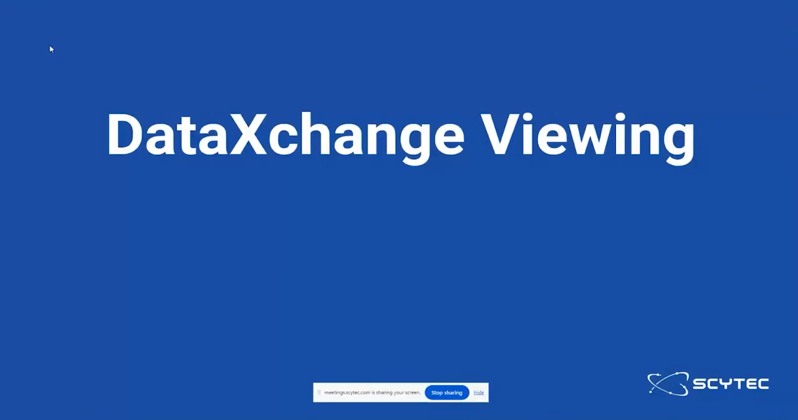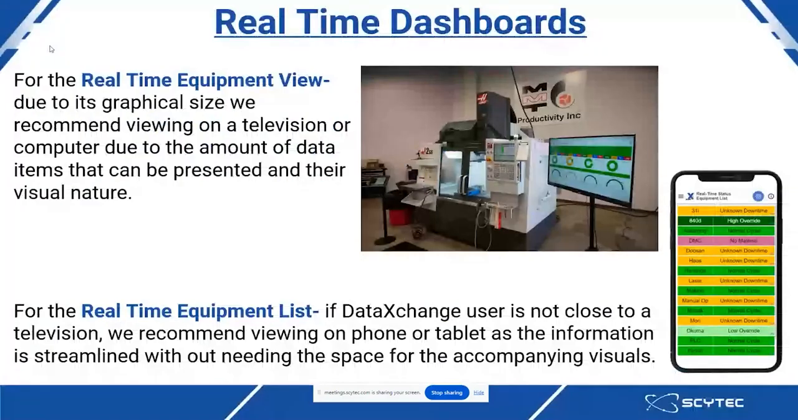Next up, I'm going to be discussing the DataXchange viewing options for what I just discussed. So with the real-time equipment view, at Scytec, we definitely ask that you have that out on a TV next to a machine out on your shop floor. It's really just due to the graphical size of this. And I'll show you some of our client images on how they do this. But for the equipment view, due to its graphical size, we do recommend that you view it on a television or a computer, and it's really just due to the amount of information that is displayed graphically.